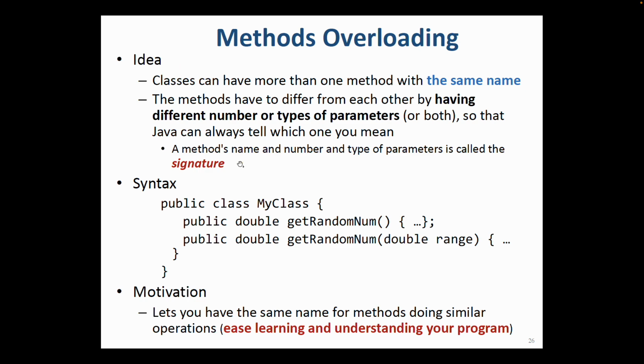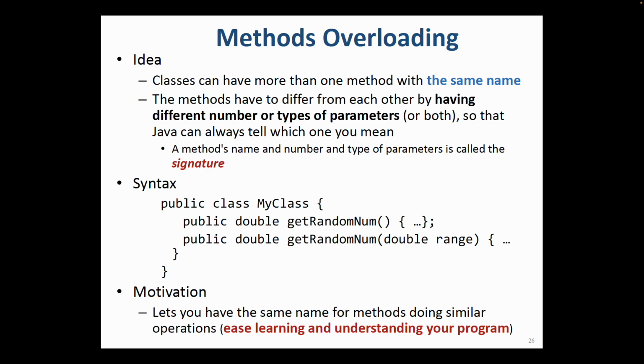In this case, I have a class. It has a getRandomNum function. And I also have another one which is also getRandomNum. But the difference is one of them takes a parameter, the other does not. This is a very common thing that you can do. Sometimes you might need to define multiple functions with the same name because they represent exactly the same behavior, the same action.